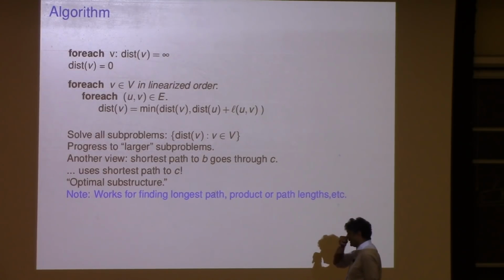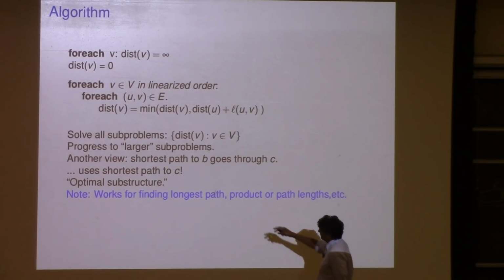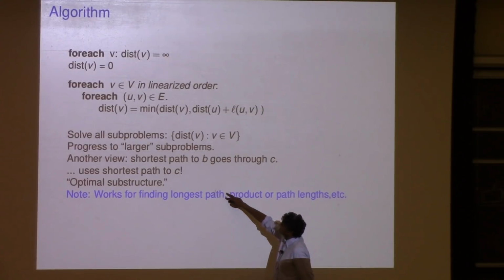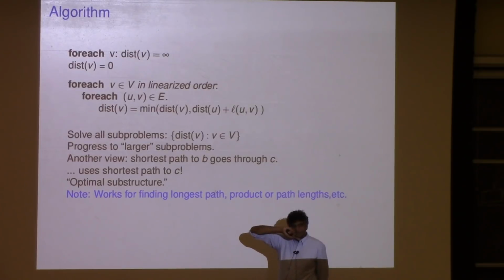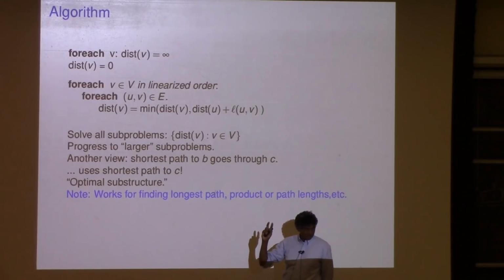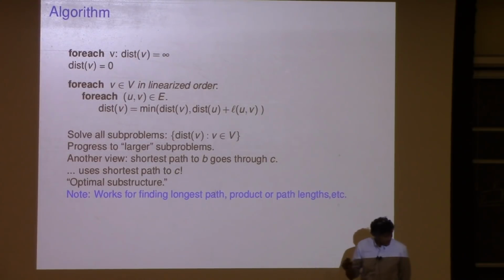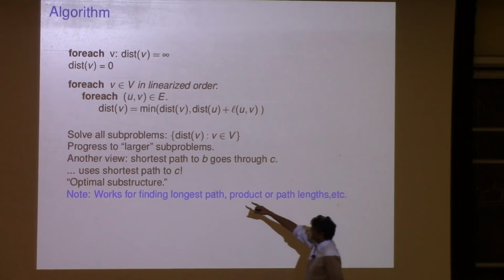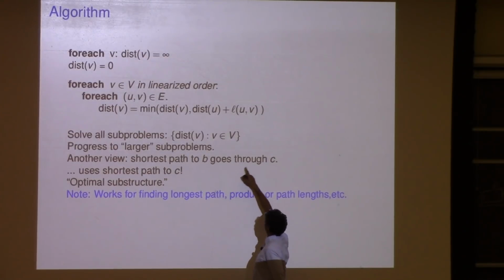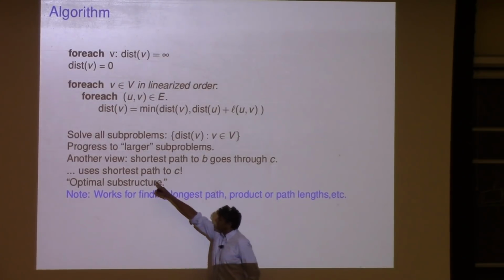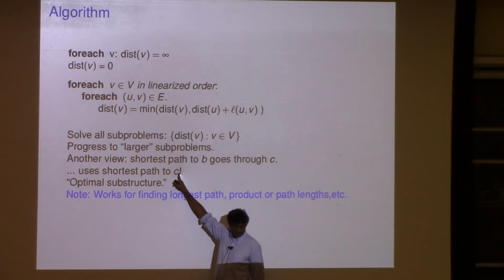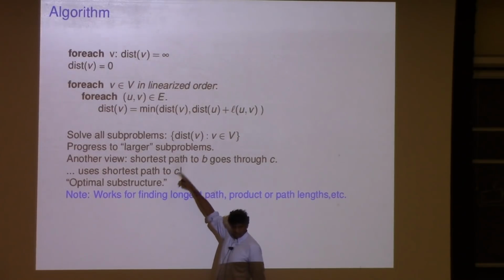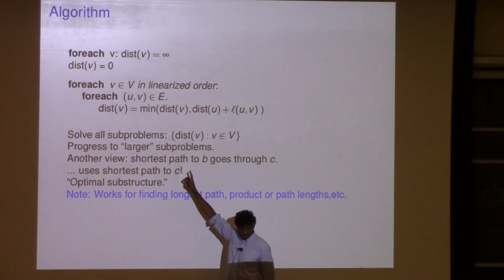Okay. So let's just think about longest path. What do I need to do to change this to longest path? Yeah, it's that easy. It's as trivial as you think it is here. Okay? The longest path to B, if it goes through C, I might as well use the longest path to C. Right? So the recursive structure stays the same. Okay?